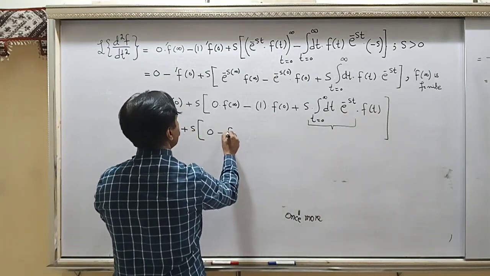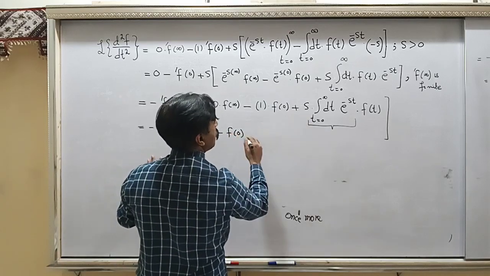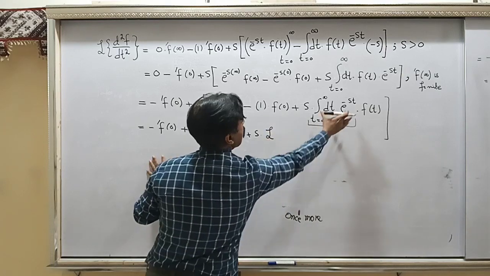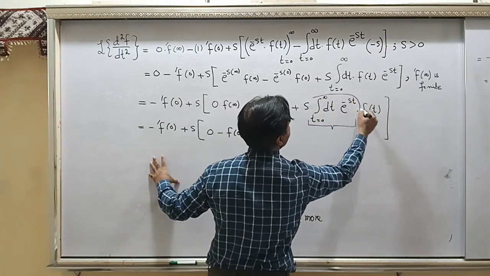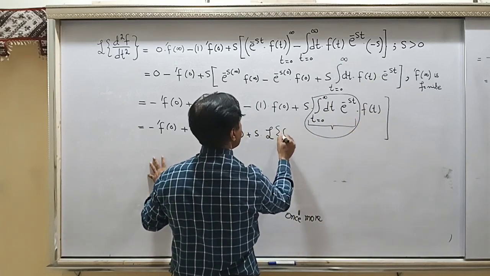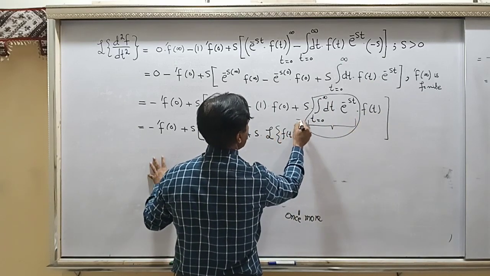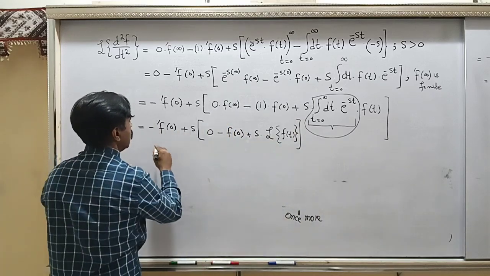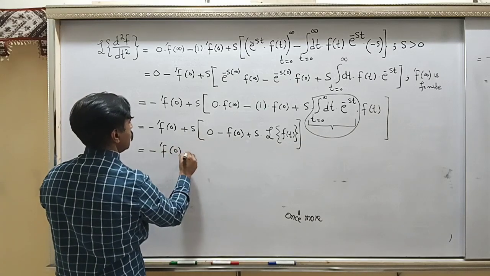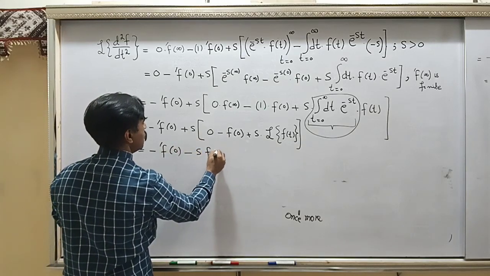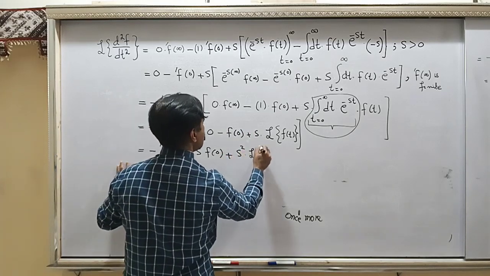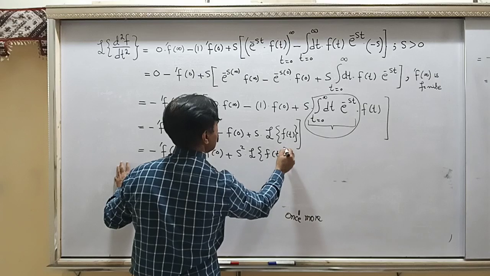Minus f 0, and this is plus s into this whole thing. This is the operator L, and it is acting on the function f(t), so it becomes the Laplace transform of f(t). Now you expand the bracket. This is minus s into f 0. This is plus s square into the Laplace transform of f(t).